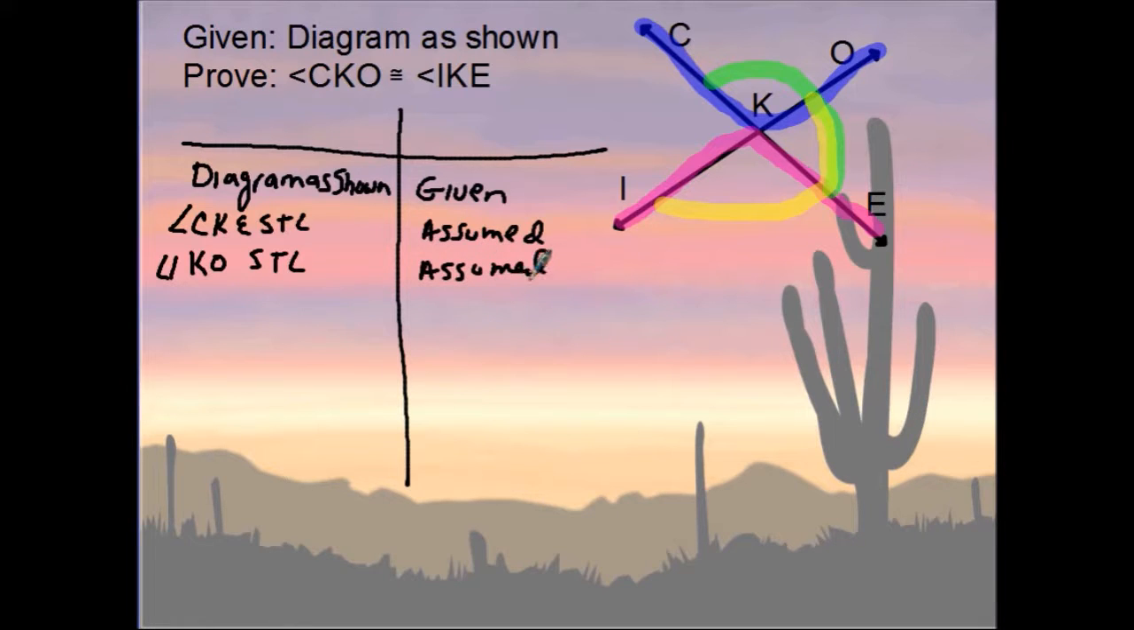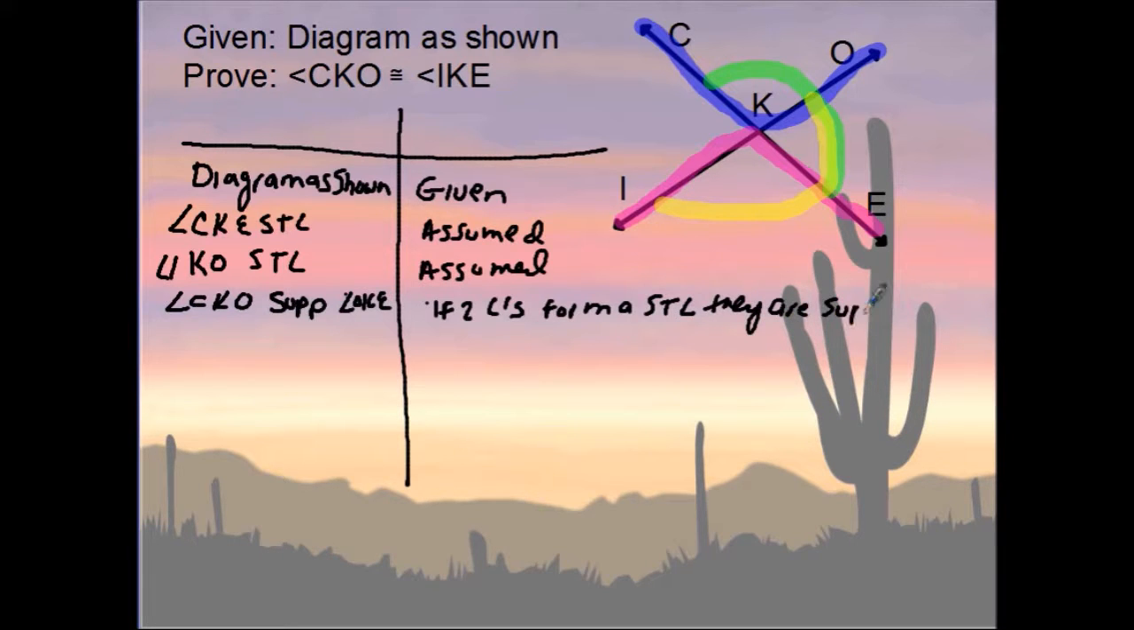Now, if we have two angles that form a straight angle, we have a property. That property says that anytime we have two angles that, when combined or added, form a straight angle, those two angles are supplementary. So here we go. We're going to say that angle CKO is supplementary to angle OKE. And here's our reason: if two angles form a straight angle, they are supplementary.